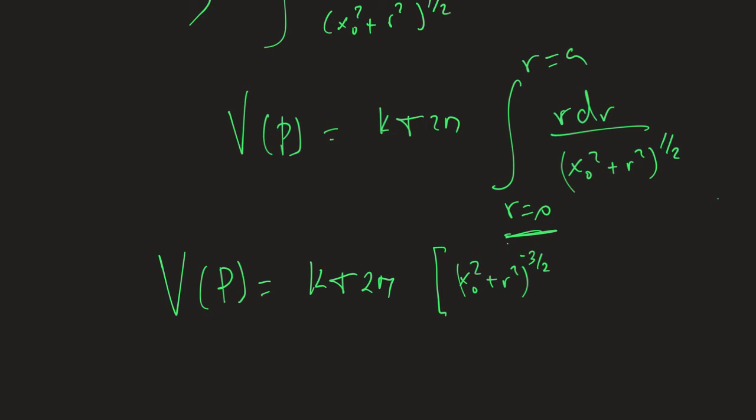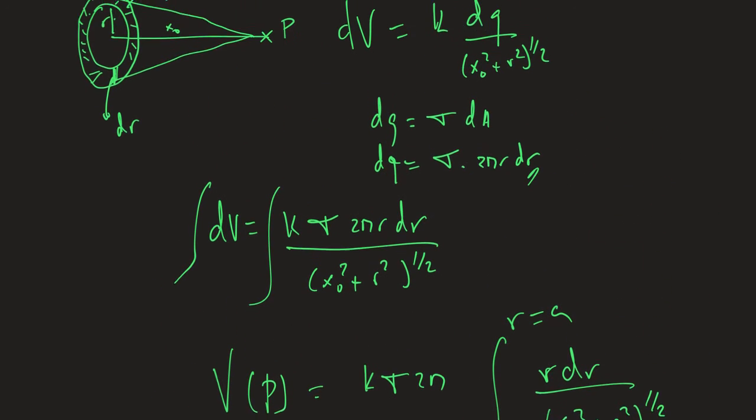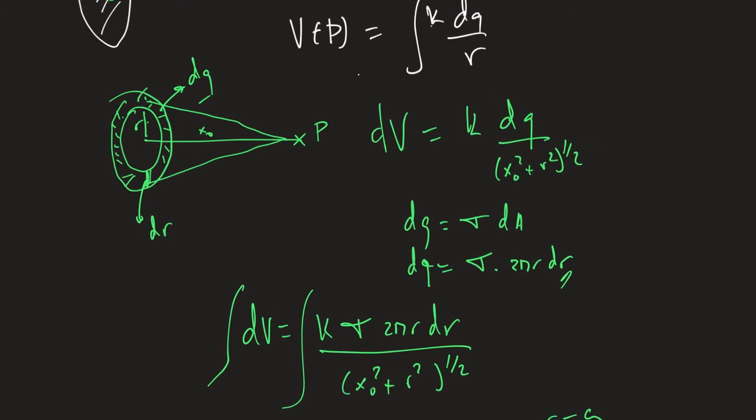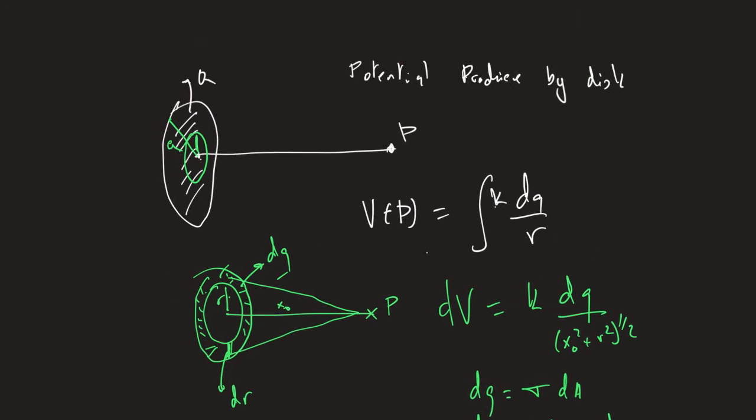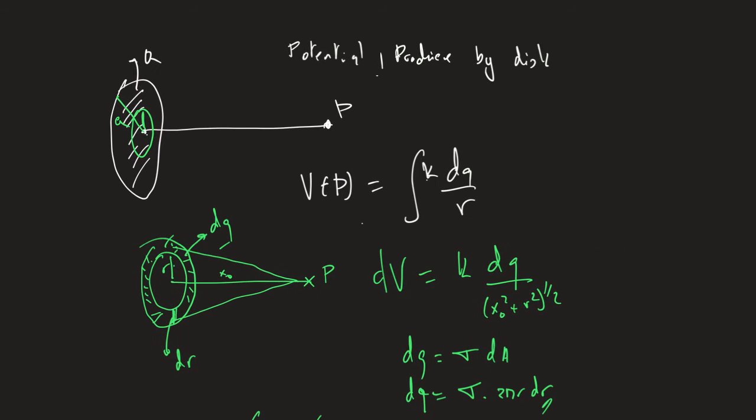So we are going to make the calculation of the potential produced by a disk. So we have a distribution of charge Q that is uniformly distributed over a disk of radius a, R equals a, and we want to find the potential at the point P.